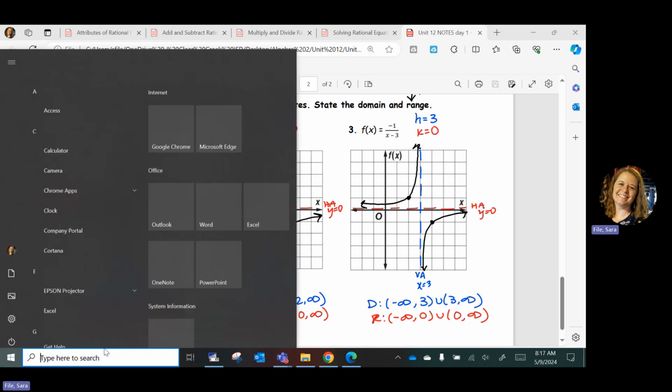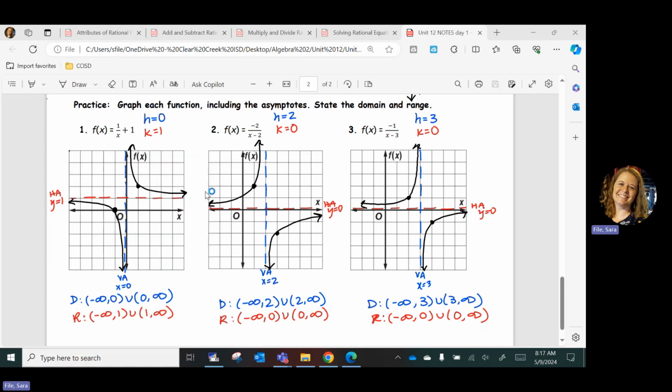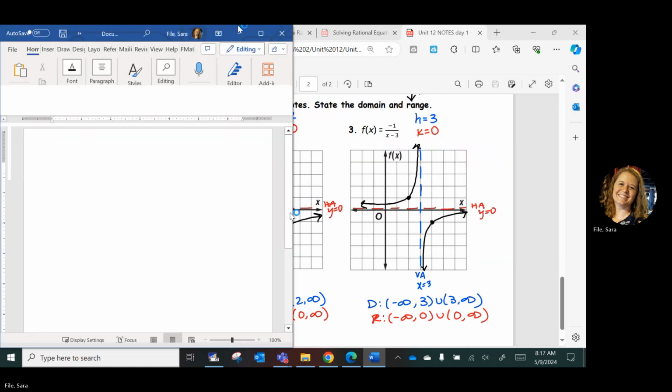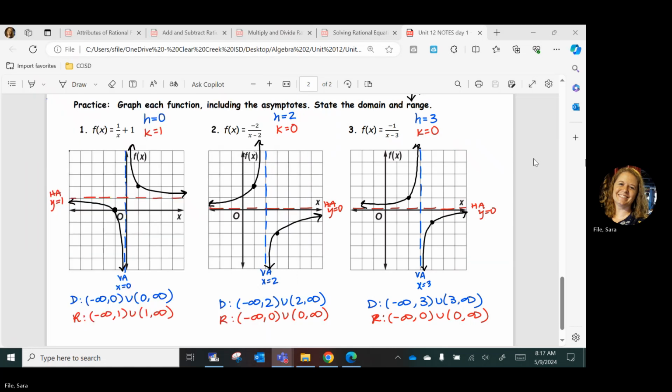Okay, I'm just going to get a blank page here. Apparently I accidentally closed it. Not what I meant to do.